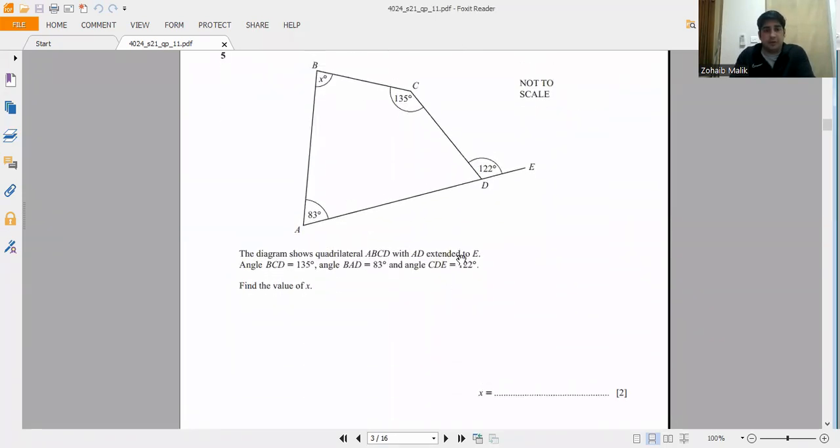Okay, question 5. The diagram shows quadrilateral ABCD with AD extended to E. Angle BCD is 135, angle BAD is 83 degrees, and the angle CDE is 122 degrees. Find the value of X. Okay, we are supposed to find the value of X.